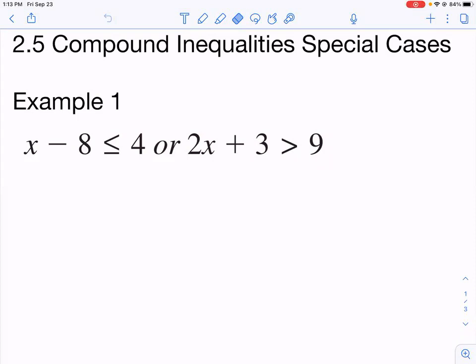So we have looked at very straightforward and or inequalities. Our compound inequalities that we have seen have all looked pretty much the same. Our and statements have looked like a segment on the number line. Our or inequalities have looked like rays going opposite ways.